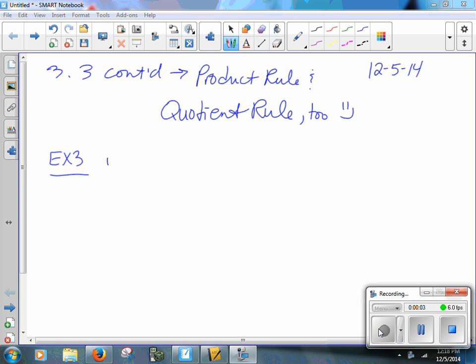Let's look at this. Of course, we are using the product rule to simplify or to find the derivative. How do we know when to use the product rule? If the functions are being multiplied. They're not being added to one another. They're being multiplied to one another.